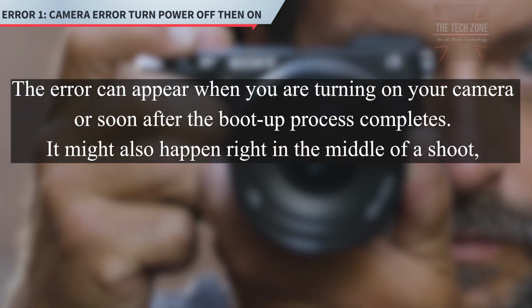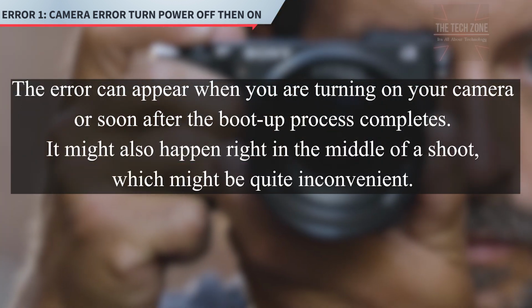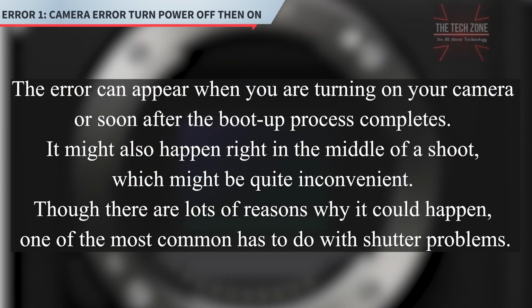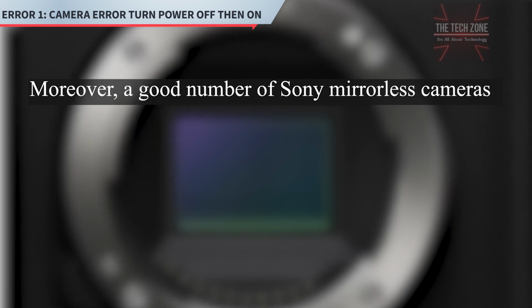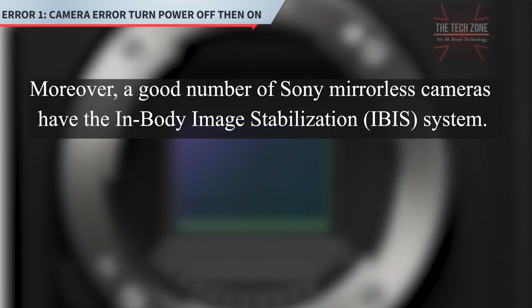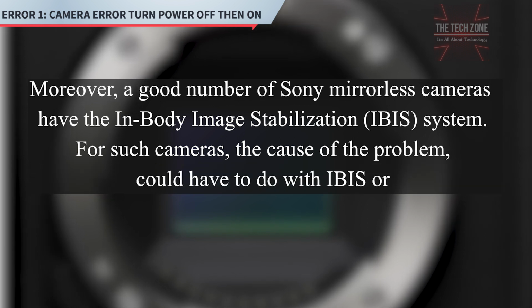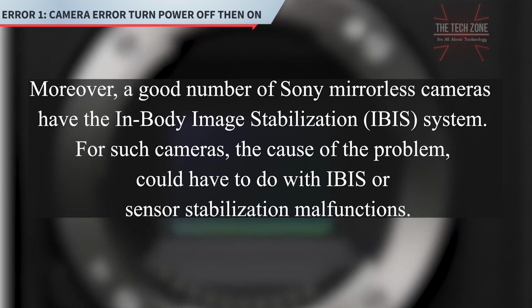It might also happen right in the middle of a shoot, which might be quite inconvenient, though there are lots of reasons why it can happen. One of the most common has to do with shutter problems. Moreover, a good number of Sony mirrorless cameras have the in-body image stabilization IBIS system. For such cameras, the cause of the problem could have to do with IBIS or a sensor stabilization malfunction.